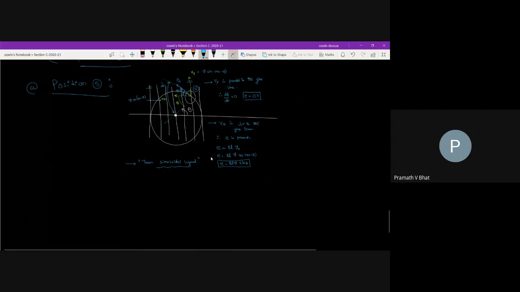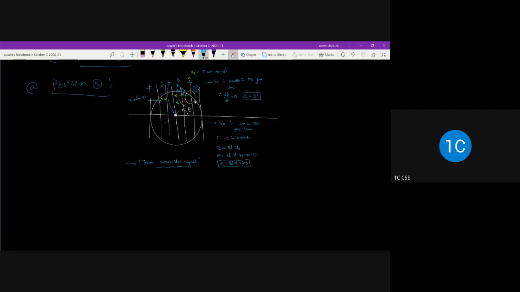Sir, I have one doubt. If we take other positions, will the EMF be the same? No. In other positions the EMF will not be the same, because in an arbitrary position the EMF totally depends on the inclination angle. The greater the inclination angle, the greater will be the EMF production.